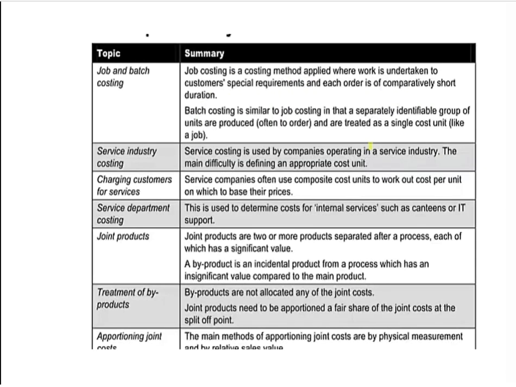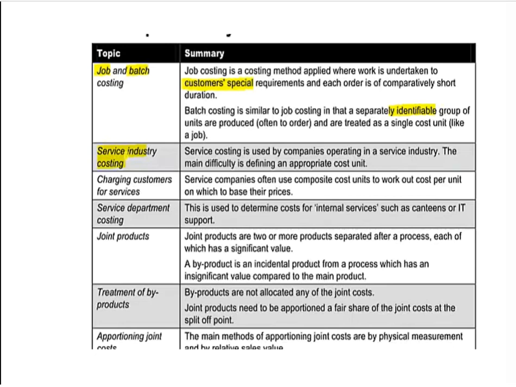In summary then, in this chapter, we've had a look at job costing for when we're looking at individual projects undertaken to the customer's special requirements, and also batch costing when we've got lots of identical items being produced in a group. And with a batch then, because they're all identical, we're treating it as a single job or a single cost unit. Service industry costing then is when we're looking at a service that's being provided.